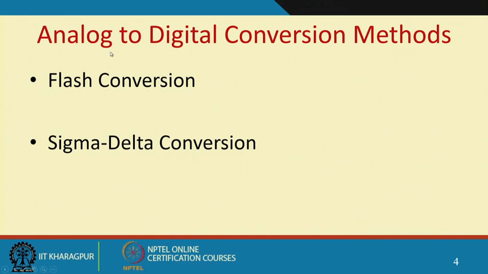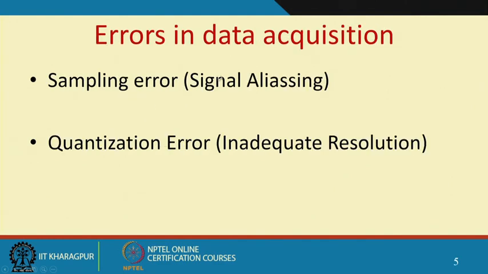I will continue this discussion, but just to tell you, for analog to digital conversion there are two methods. One is the flash conversion and the other is the sigma delta conversion. We will not go into the details of this, just know that when you specify, you have to specify either of these two processes. So, the errors because of data acquisition: one is the sampling error, which we discussed, known as signal aliasing, and the other is the quantization error because of inadequate resolution.